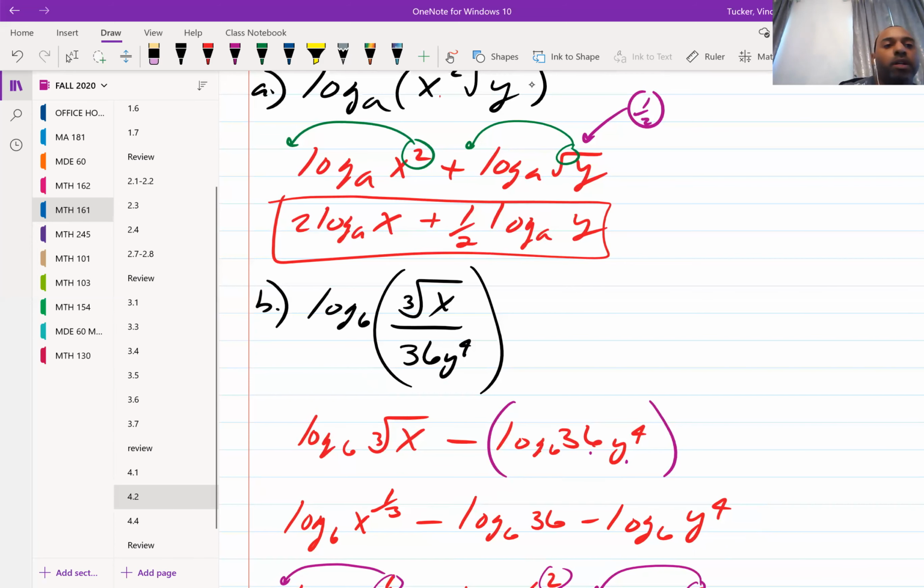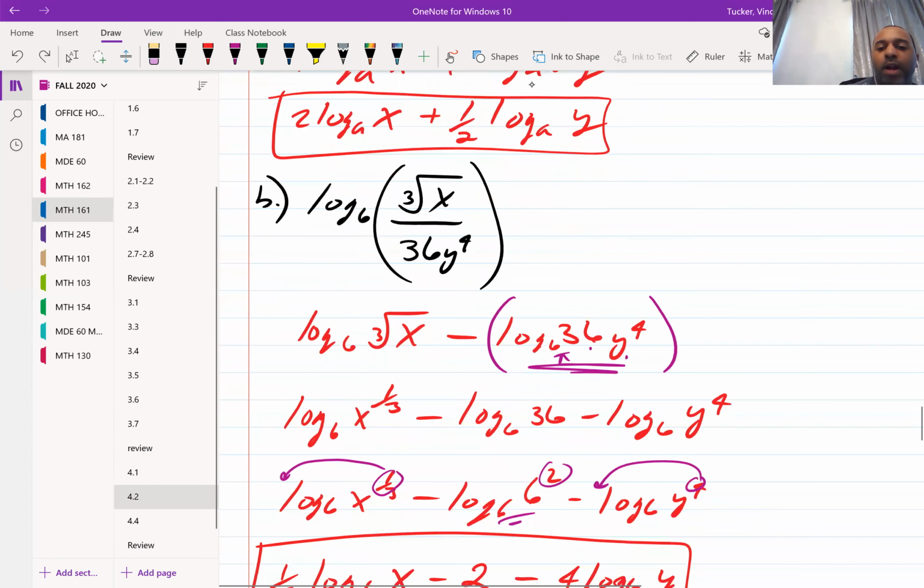Any problem? Okay. So the next thing we notice is that we have log base 6 here. So when I look at that 36, I will rewrite it as 6 to the second power, so that log base 6 of 6 can occur. And when that happens, we can cancel that out and it just leaves us with the exponent, which is 2. And then we take the exponents of 1/3 and the 4 and take them to the front.